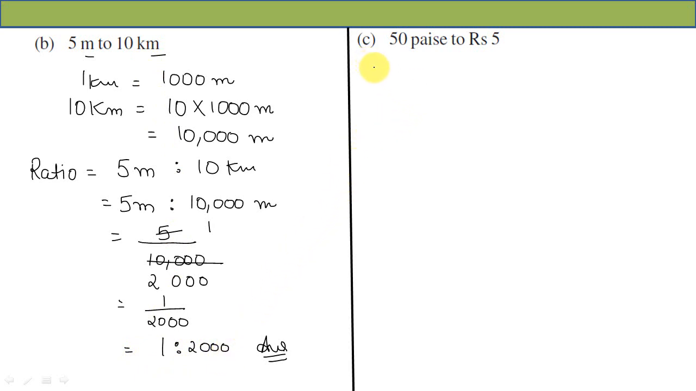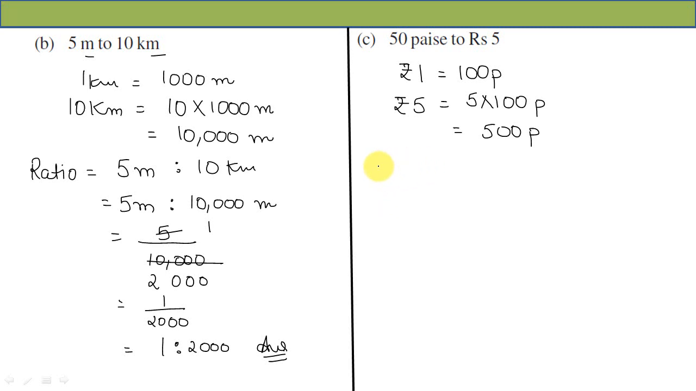Now let's see the third part, where you need to find out the ratio of 50 paisa to rupees 5. Again here the units are not same. One is paisa and the other one is rupee. So we can convert this 5 rupees into paisa, right? We know the conversion that 1 rupee is equal to 100 paisa. That means 5 rupees is equal to 5 into 100 paisa, which will be 500 paisa, right?